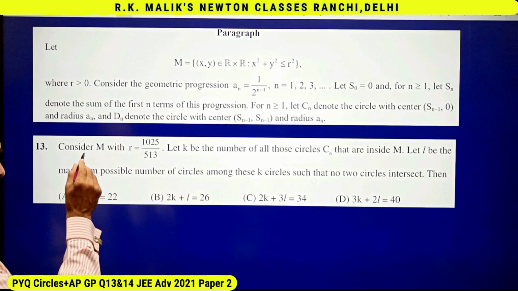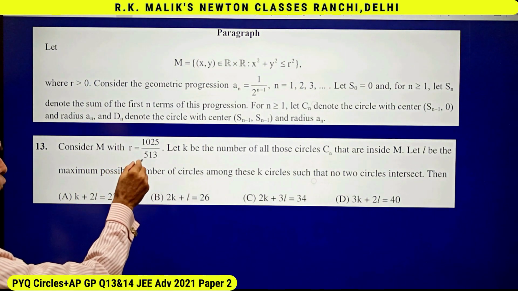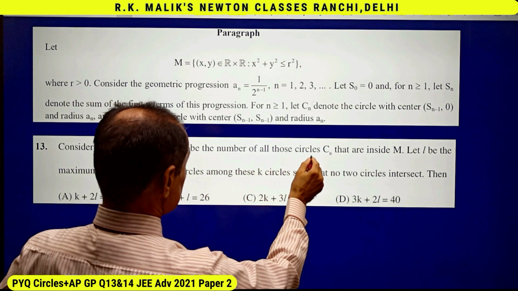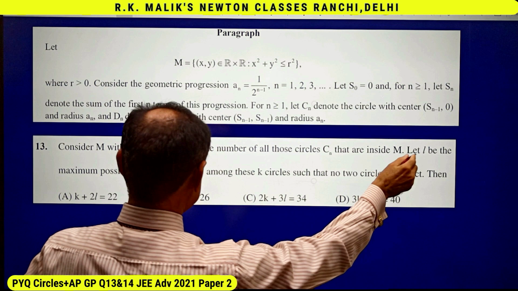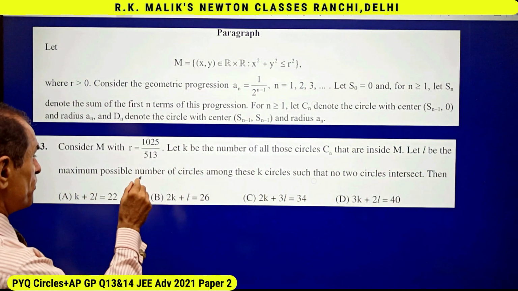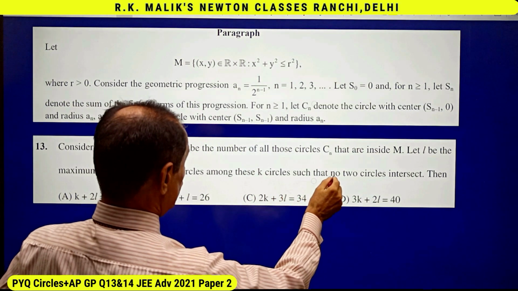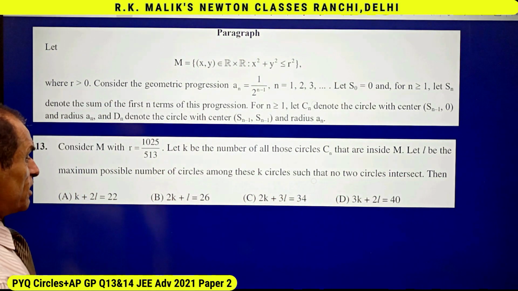In this question, he is saying, consider M with R equal to 1025 by 513. Let K be the number of all those circles Cn that are inside M. Let L be the maximum number of circles among these K circles such that no two circles intersect. Then you have to find the correct choice.